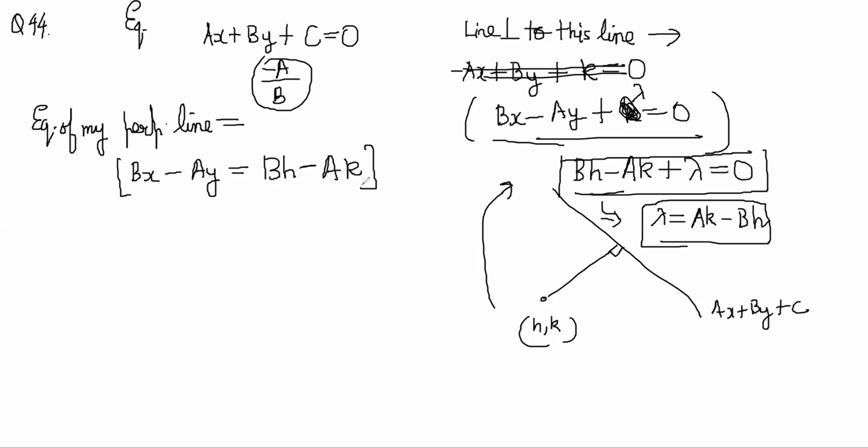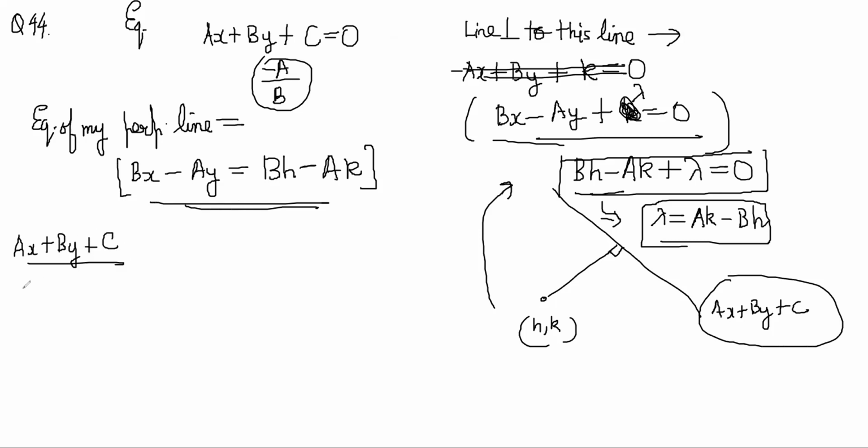Now the equation of the bisectors. We have to find bisectors between the given line and the perpendicular line, no? That is what the question is saying. Find the equation of the bisector of the angle between the given line and the perpendicular line, right? So the bisectors will be (Ax plus By plus C) by root of A square plus B square is equal to plus minus.